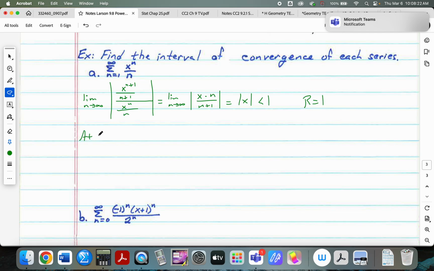But we need to check what happens at each of those endpoints. So at x is equal to 1, we've got the summation as n goes from 1 to infinity of 1 to the n over n, which is just the summation as n goes from 1 to infinity of 1 over n, which we recognize from our last unit as, this diverges. Why? What's its name? Divergent harmonic series? Very good. It's the divergent harmonic series.